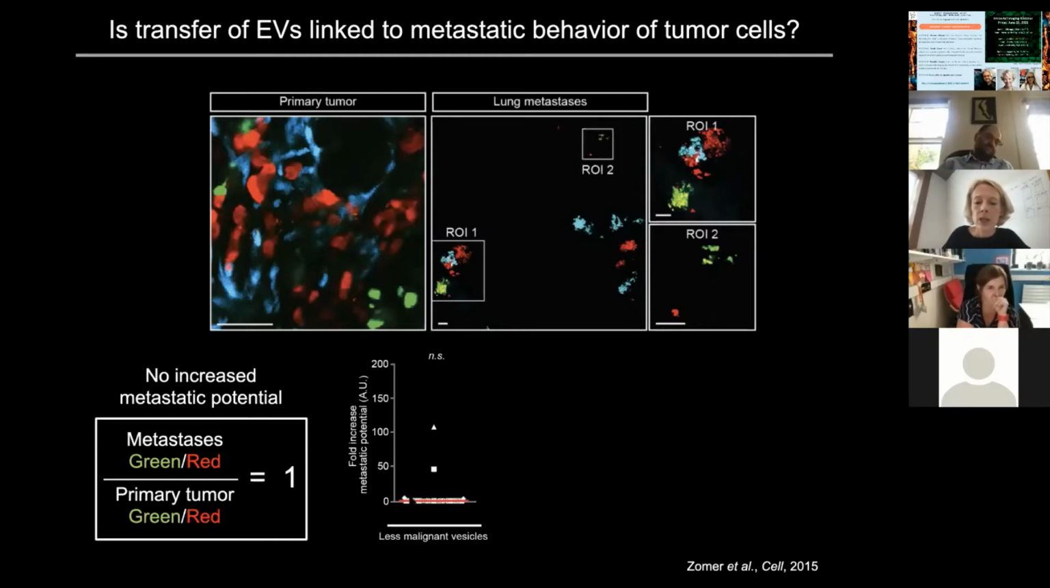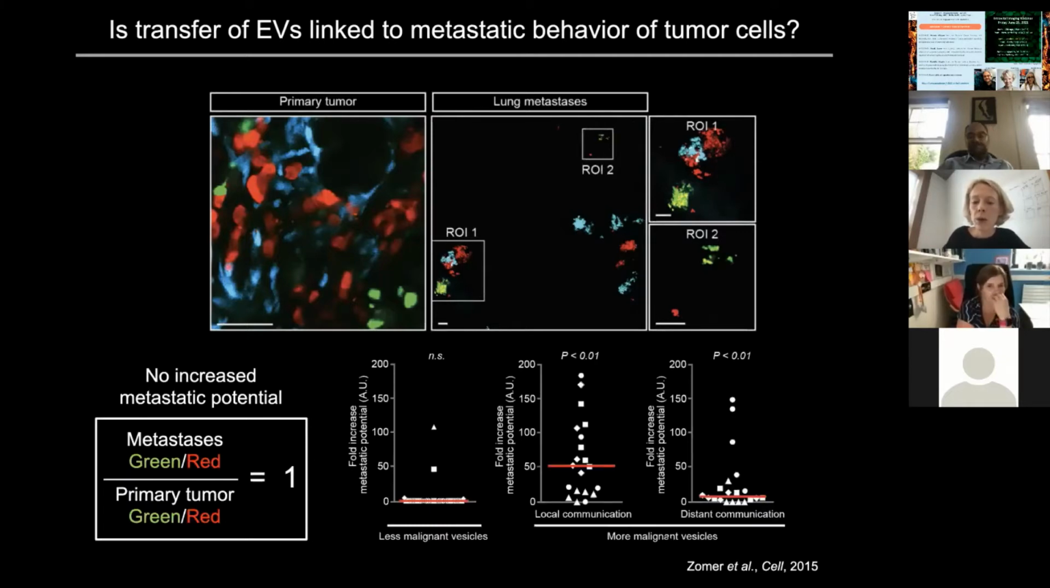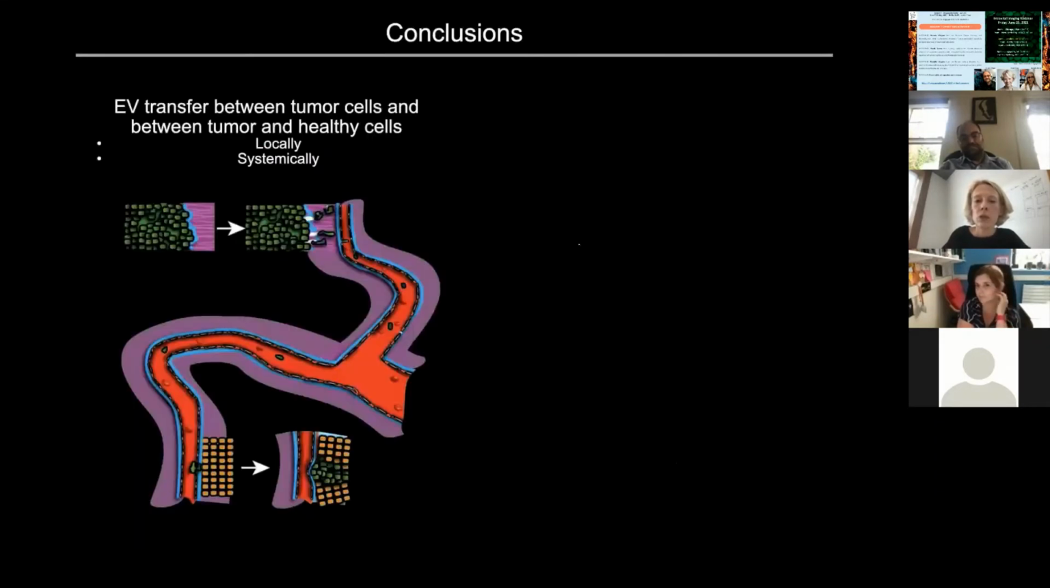So when we characterize cells that took up vesicles from less malignant cells, we observed a small but statistically insignificant decrease in the fold metastatic potential. However, when cells take up vesicles from more malignant cells, we see a huge fold increase in the metastatic potential, both for the local communication experiment and for the distant communication experiment. So this brings me already to my conclusion slide.